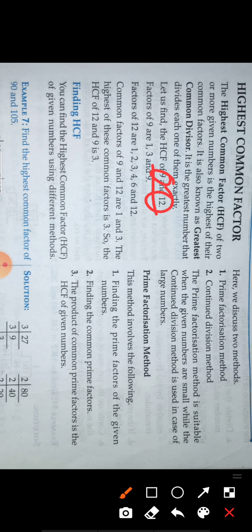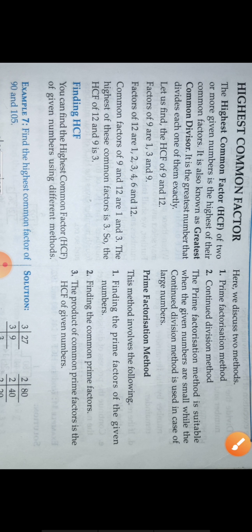So, how to find out the highest common factor? First, you have to find out the factors of the given numbers. Suppose 9 and 12. So, first you have to find out the factors. What are the factors of 9? The factors of 9 are 1, 3 and 9. And then you have to find out the factors of the second number. The factors of 12 are 1, 2, 3, 4, 6 and 12.